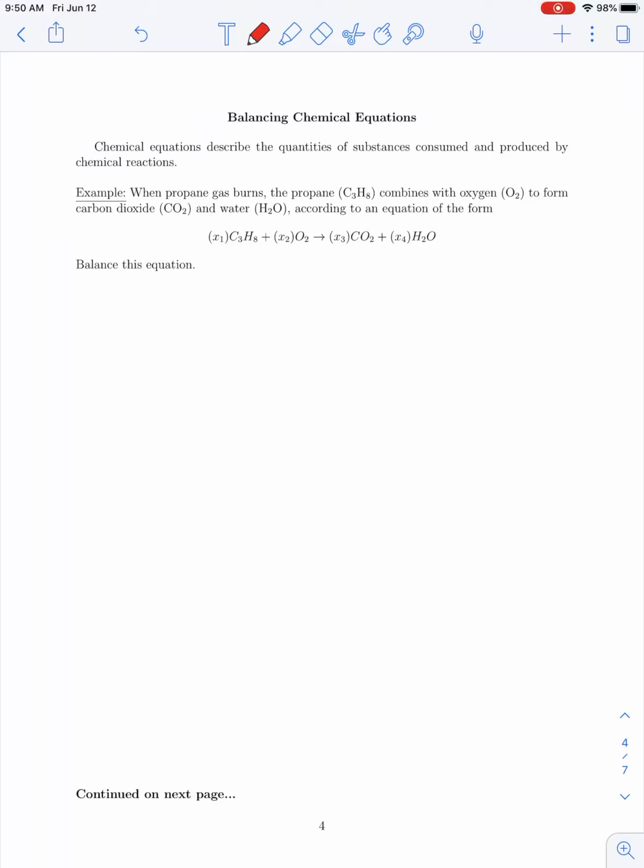Okay, in this lecture, we're going to keep moving through the section 1.6 material on applications of linear systems. And here we'll look at the application of balancing chemical equations. In general, chemical equations describe the quantities of substances which are consumed or produced by a given chemical reaction. As an example of one chemical equation, let's look at the following.